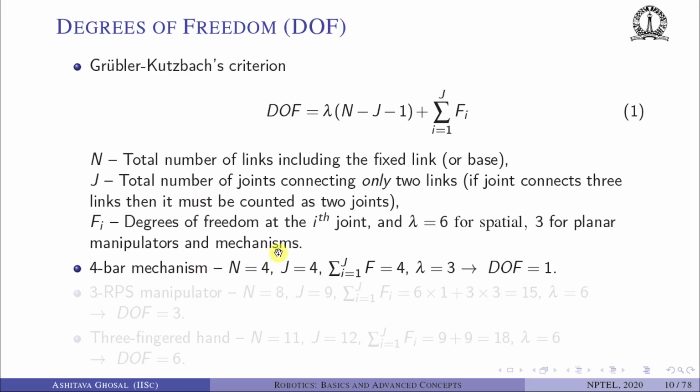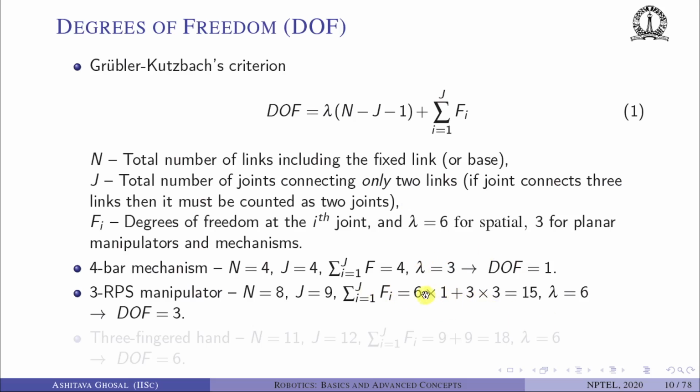So for the 4-bar mechanism, we can see that n is 4, j is 4. The sum of the degrees of freedom in each joint is 4. There are 4 rotary joints. Lambda is 3. So if you add all these things to this equation, you will get degree of freedom is 1. For the 3 RPS robot, n is 8, j is 9. The sum of the degrees of freedom in each leg is 6 into 1, and then 3 into 3. 6 because there is an R and a P.